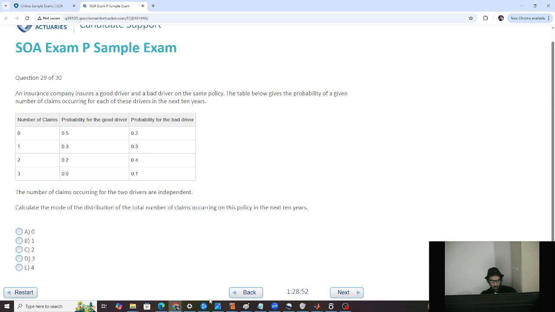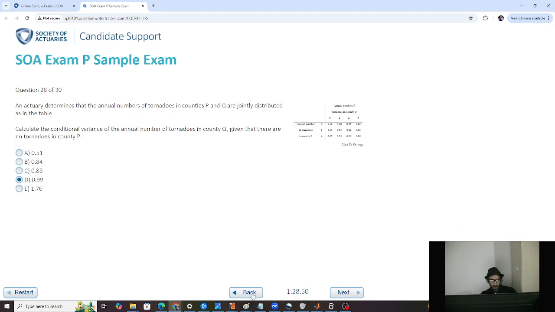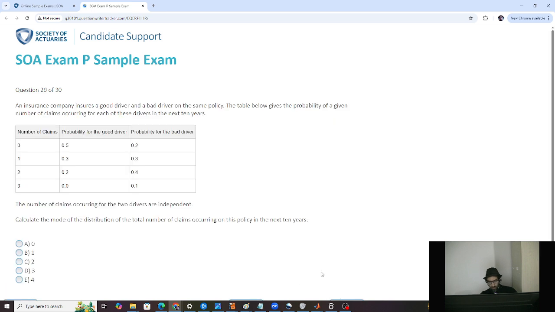Did it want variance or standard deviation? Variance. Okay, so I don't need to take a square root at the end. All right. An insurance company insures a good driver and a bad driver on the same policy. The table gives the probability of a given number of claims in the next 10 years. I don't think that's per year. The numbers of claims for the two drivers are independent. Calculate the mode of the distribution of the total number of claims occurring on this policy in the next 10 years.